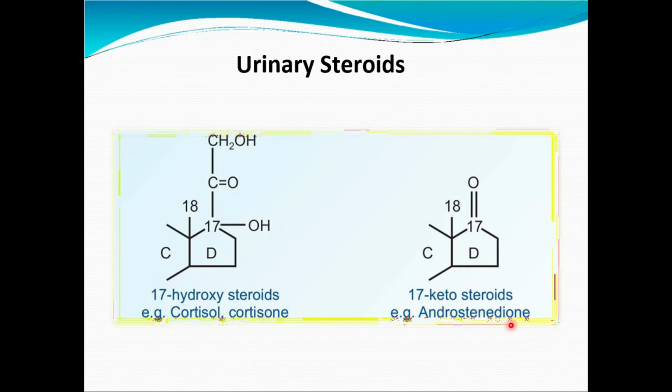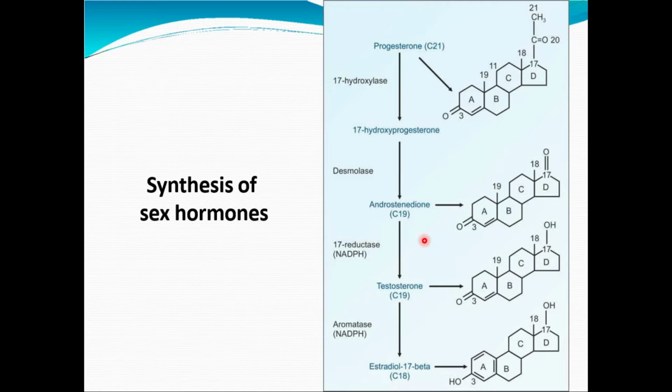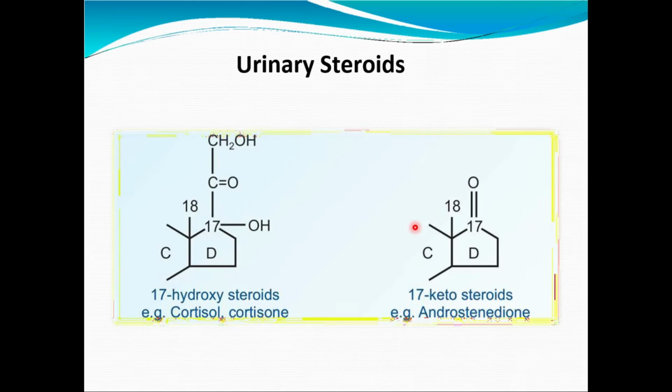Here comes another class of steroid molecules. They are known as urinary steroids. The urinary steroids are referred to as 17-hydroxysteroids, for example cortisol or cortisone, and also 17-ketosteroids. So they are both hydroxysteroids and ketosteroids, for example androstenedione, which is an intermediate molecule in the biosynthesis of sex hormones.